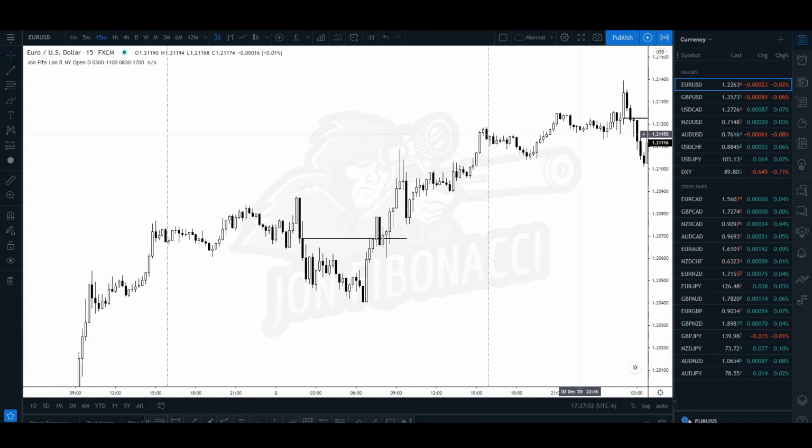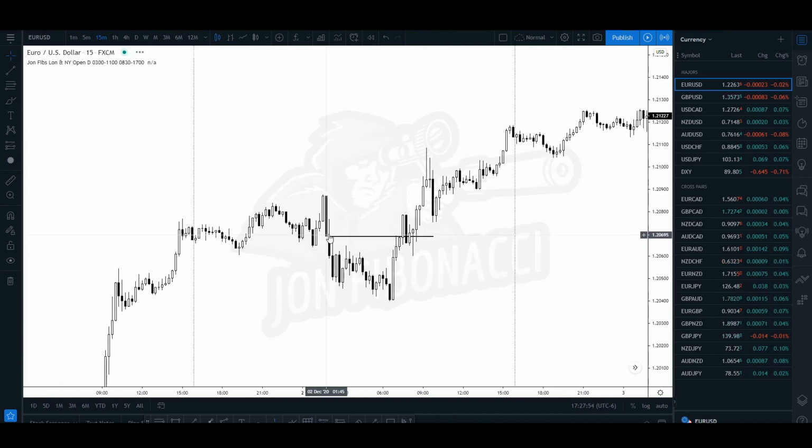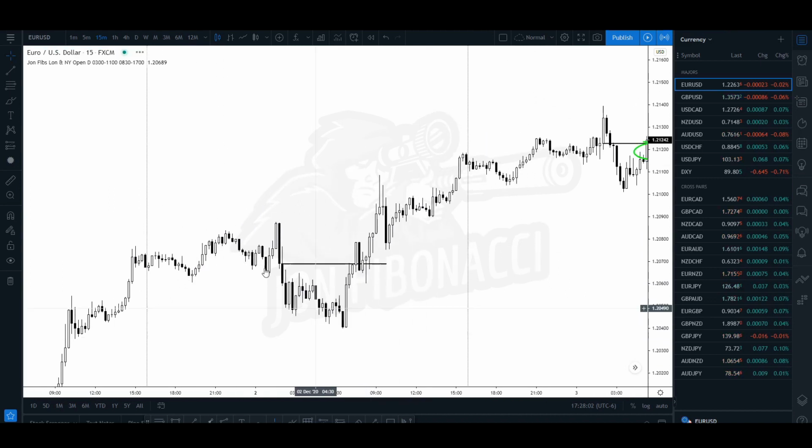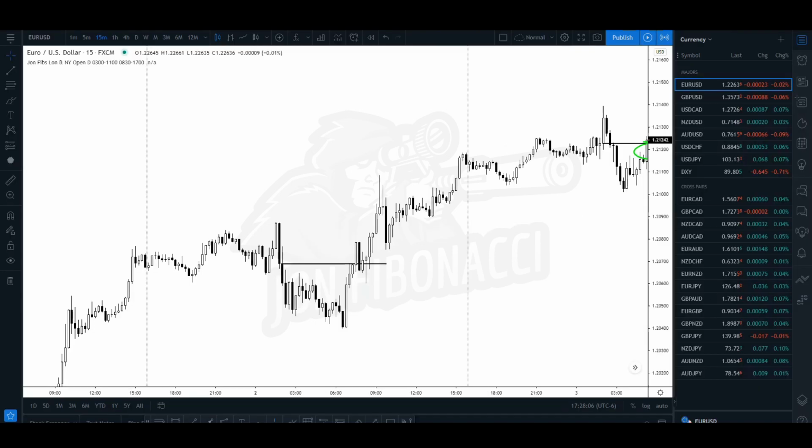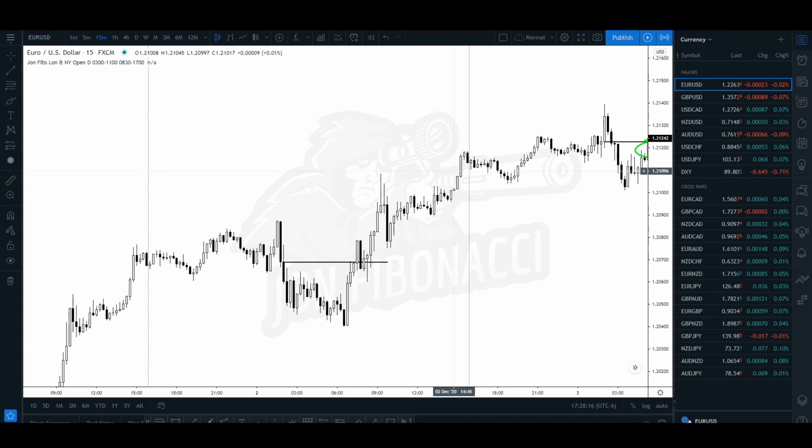This will be our last example. Opens. There's your London open. Price drops lower, rallies away. So it's that same setup. Open, drop, that's your sell, rally. You see that here. Open, drop, that's your sell, rally.